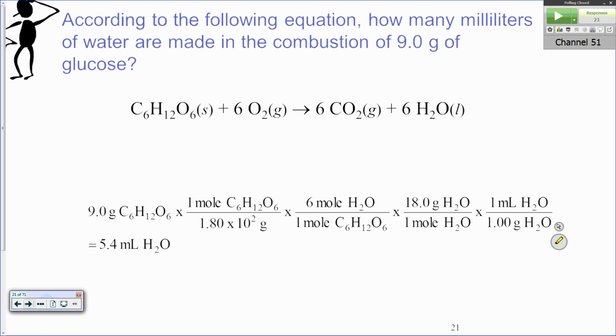Okay, so it's just a dimensional analysis problem, a conversion factor. So always start with what you're given. I've got 9 grams of sugar, so that's going to be the first thing I write down.